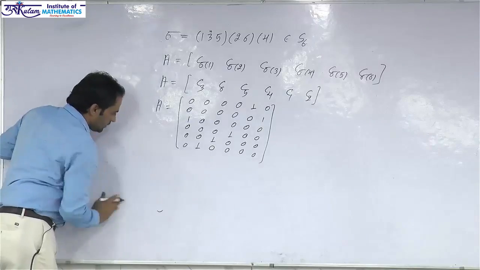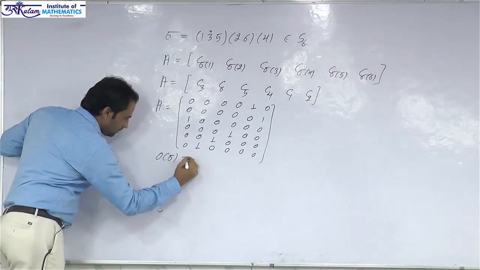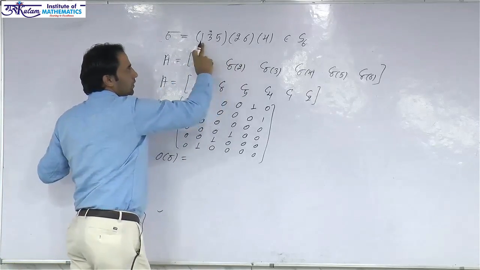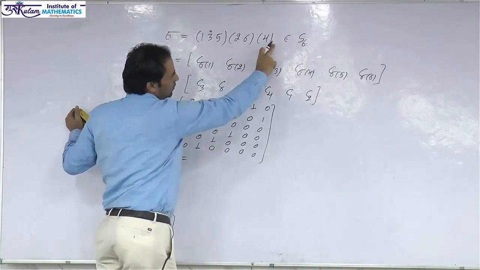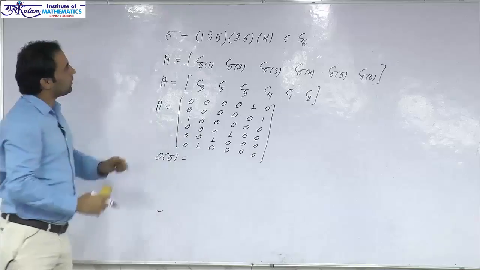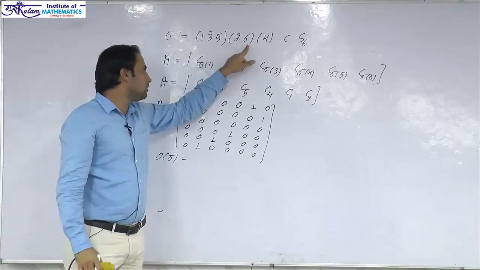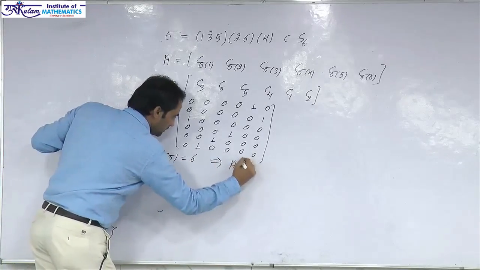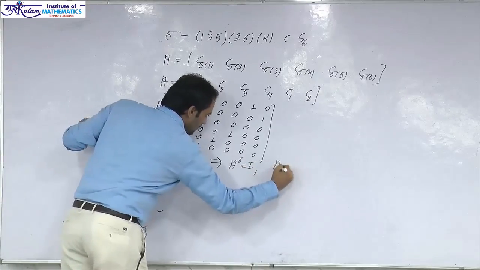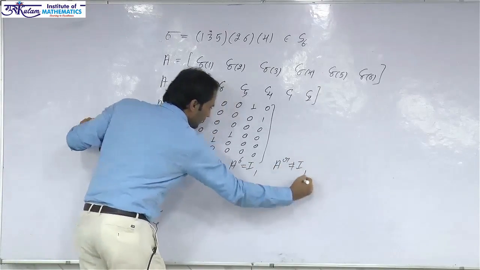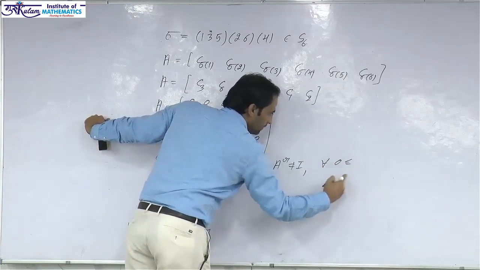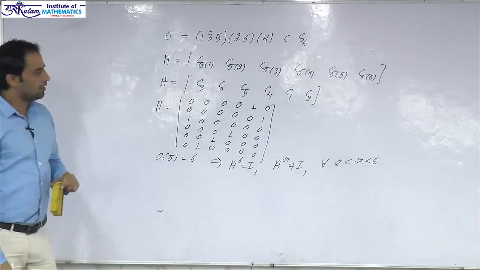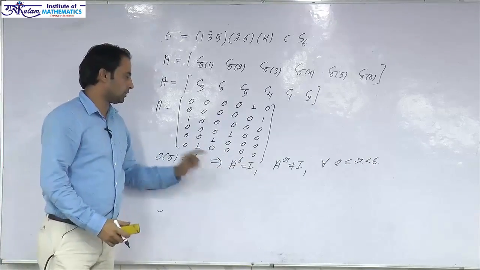Now first, sigma is a product of 3 disjoint cycles. One is of length 3, another is of length 2, another is of length 1, and we know that the order of a permutation is the LCM of the lengths of the disjoint cycles. So the order of sigma is 6. This implies A to the power 6 must be the identity, and A to the power r is never the identity for every r such that r is greater than or equal to 0 and strictly less than 6. So this is the first property of a permutation matrix.